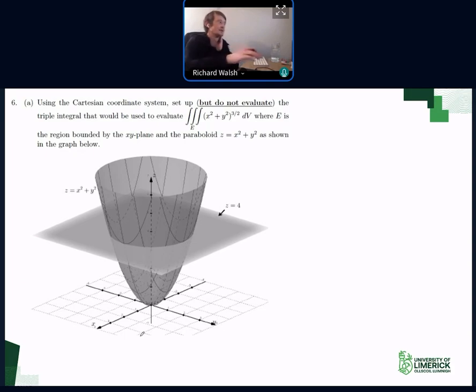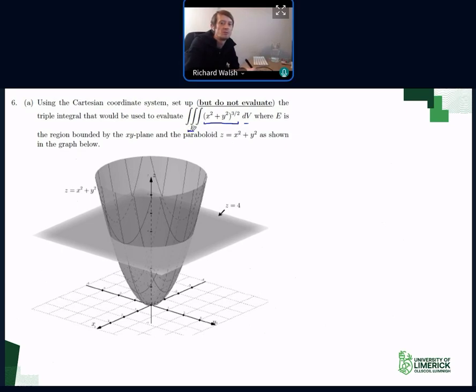Look at question 6. I think somebody asked last week, could we go through question 6? And there is no way I would leave out the likes of this. So 6a says, using the Cartesian coordinate system, Cartesian coordinates are x, y, z, set up, but do not evaluate, the triple integral that would be used to evaluate. So the triple integral there, E is the region in question. We have this scalar field here, and dV, where E is the region.